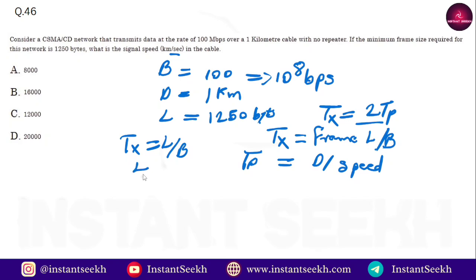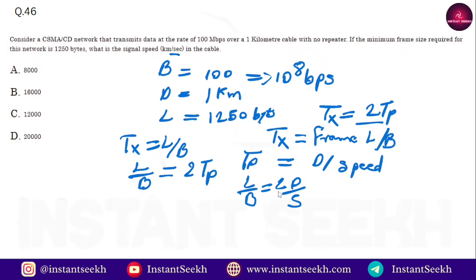So L by B, Tx is L by B, so we can write here L by B, and that is equal to 2 TP. Now we know TP as well. So TP is D by S, that is distance by speed. So L by B equals 2 times D by S. Now we have all our equations here, right?